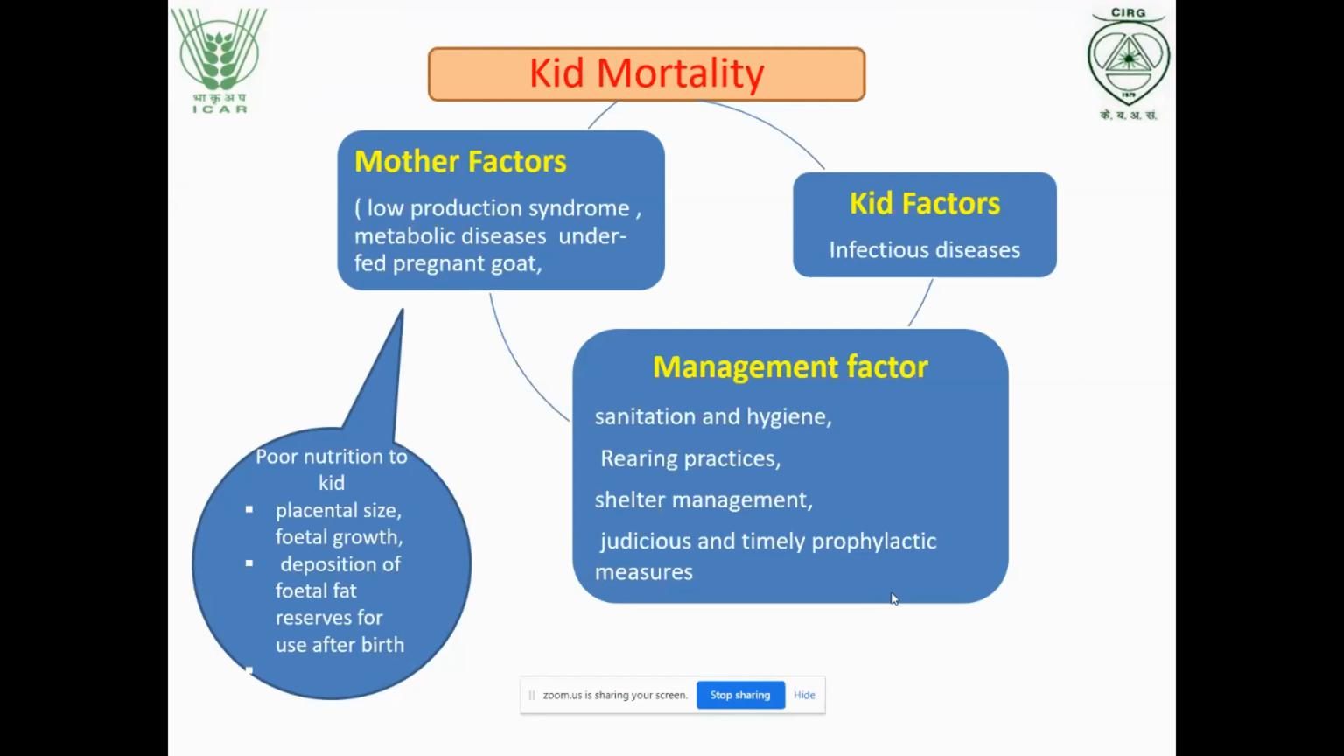In management, especially sanitation and hygiene. Sanitation and hygiene is very key in all animal husbandry farming systems. Rearing practices, shelter management, and some judicious and timely prophylactic measures that need to be adopted for the adult animals are very important. So all three factors, mother factors, kid factors, and management factors, need proper attention when you overview kid mortality, and then you provide the strategy to control the mortality.